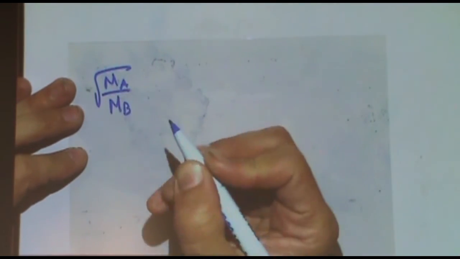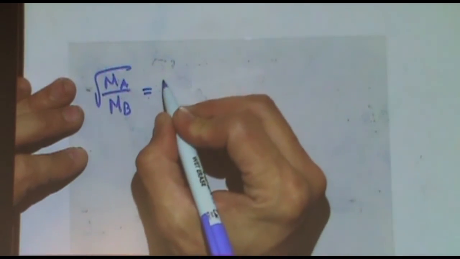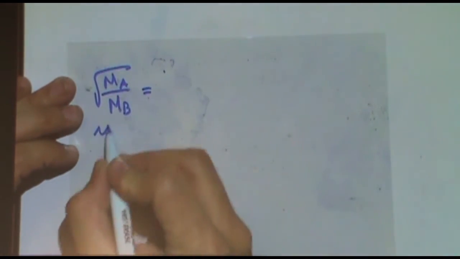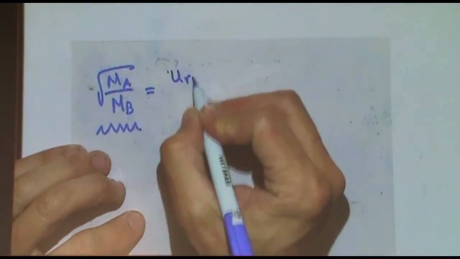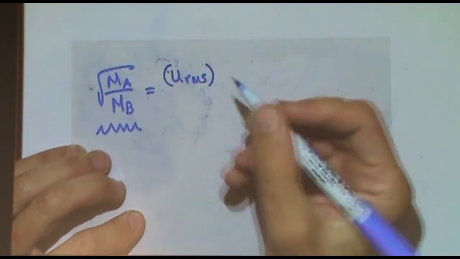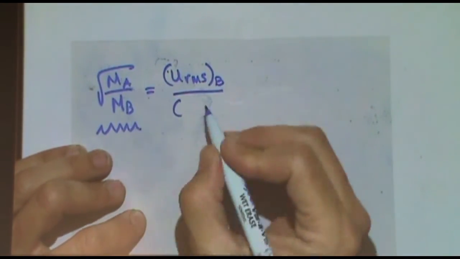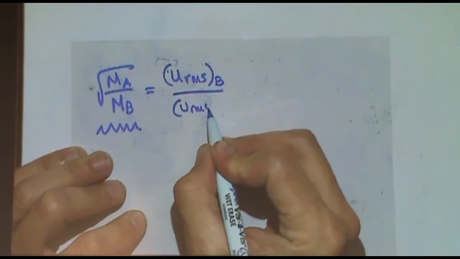I like to write it this way. The molar mass of gas A over the molar mass of gas B equals, and this is the key thing here, this can equal 3 or 4, different things I have to remember. This could equal the velocity or rate, usually the root mean square velocity, of B over A. So notice A and B are inverted here.